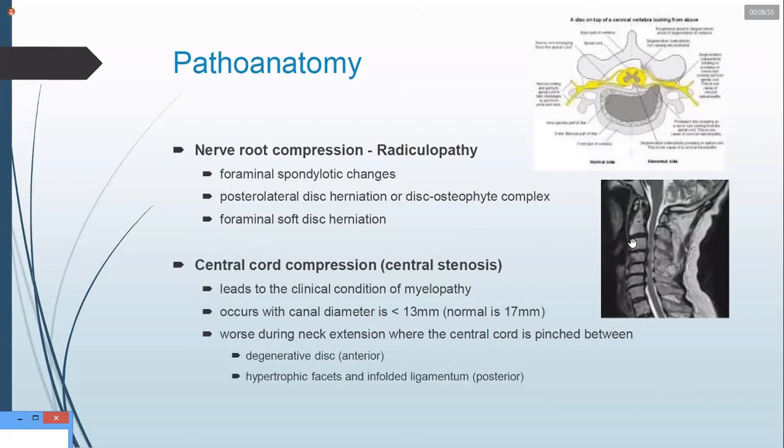The other part is nerve root compression. When there is compression of the nerve roots, that gives rise to the symptoms of radicular pain, which we call radiculopathy. And when there is severe compression in the central canal, we call it central canal stenosis. When the canal diameter is less than 13 millimeters, that leads to compression of the spinal cord. The spinal artery gets compressed, and that ultimately leads to central canal stenosis. We'll come to that later.